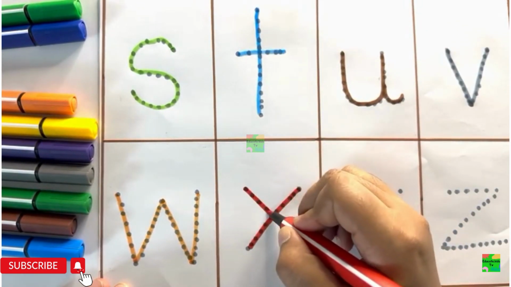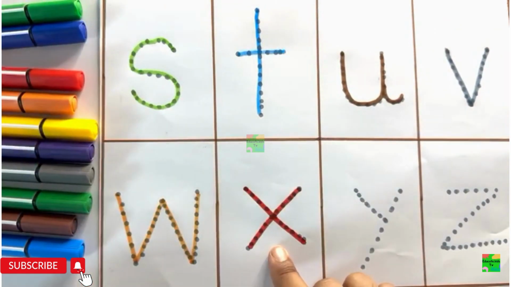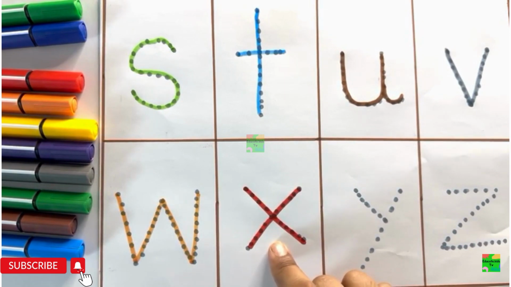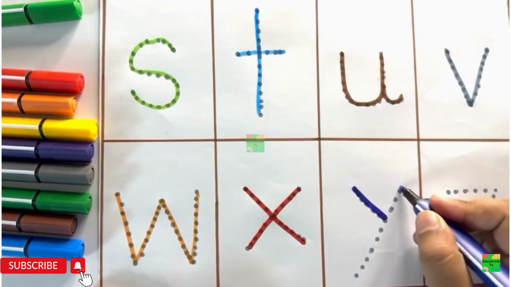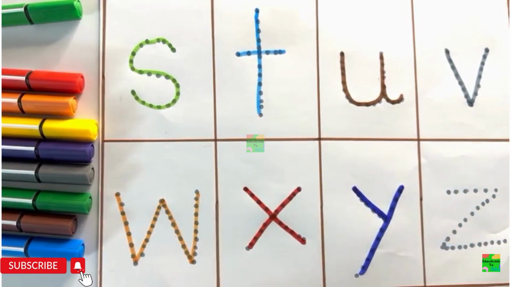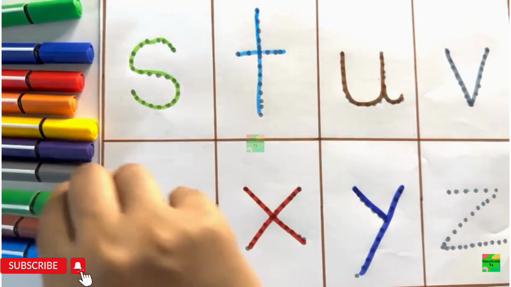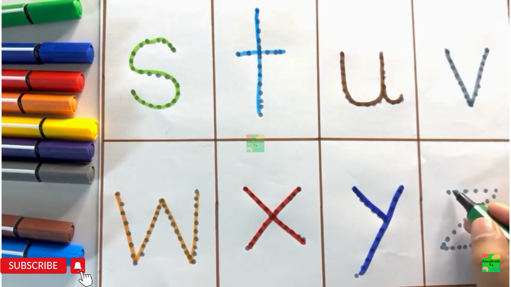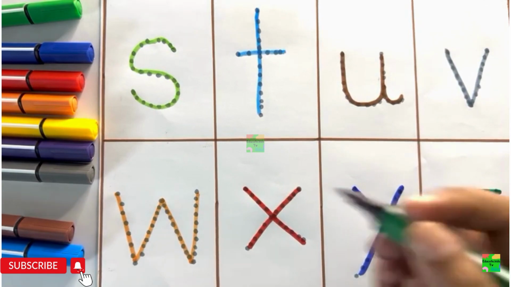X, X, xylophone. Remember, X can also be sounded as X and X, X, X. Okay, X for X-ray. X for X-ray. Y, Y, Y, yellow. Y, Y, yellow. And the last one is Z. Z, Z, zebra. Z, Z, zebra.